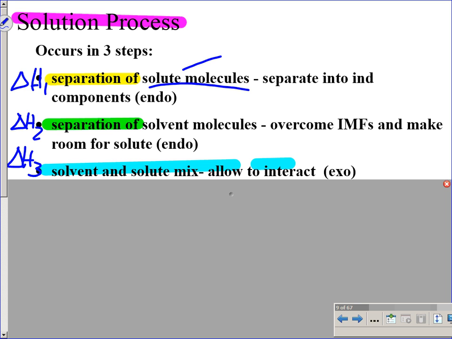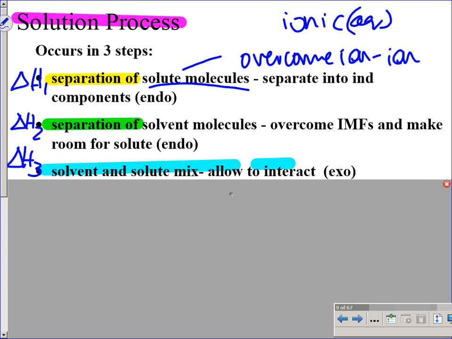Okay, so it's going to be endothermic to overcome ion to ion attraction, so breaking ionic bonds. Or if it were something covalent, maybe it would separate, but most of the time this is in regard to ionic aqueous solutions, so making an aqueous salt solution. That is going to require energy, so it's endothermic.